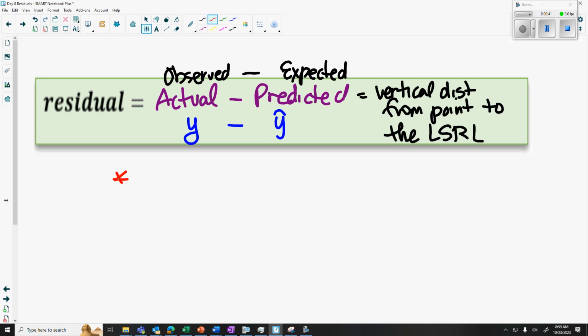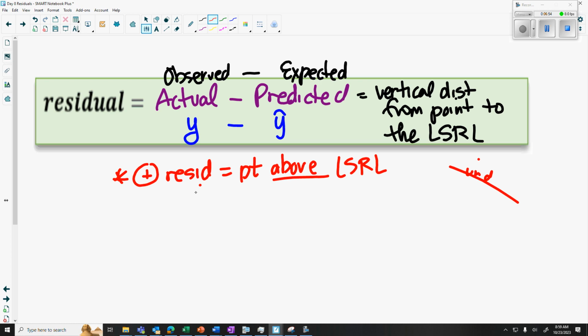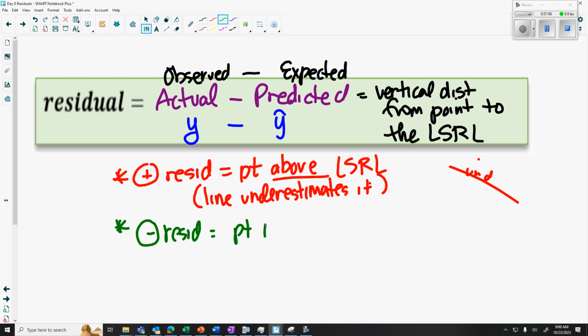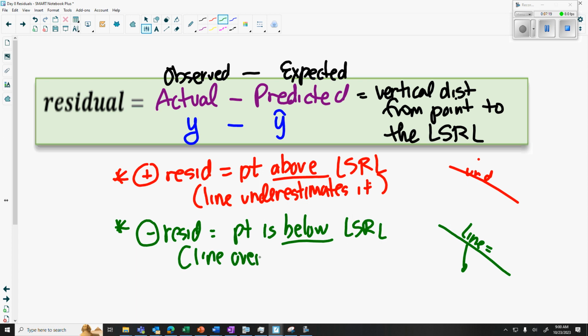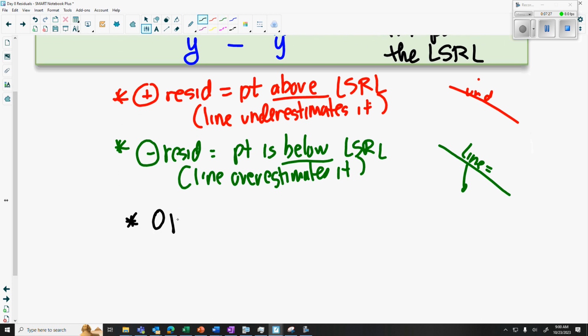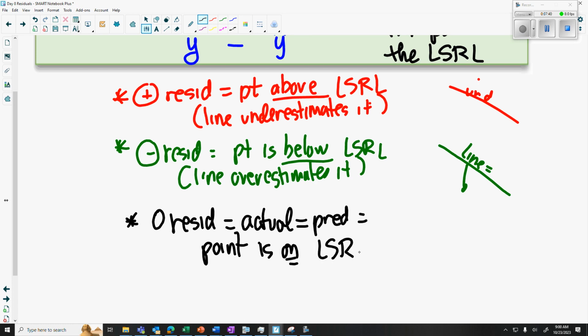And lastly, positive residual: the point is above the line. If the point is above the line, that actually means that the line underestimates it. Negative residual, opposite: the point is below the line. If the point is below the line, that actually means that the line overestimates it. Zero residual: actual is equal to predicted. The point is on the line. This is rare, right? Pretty rare. All right, so that's it.